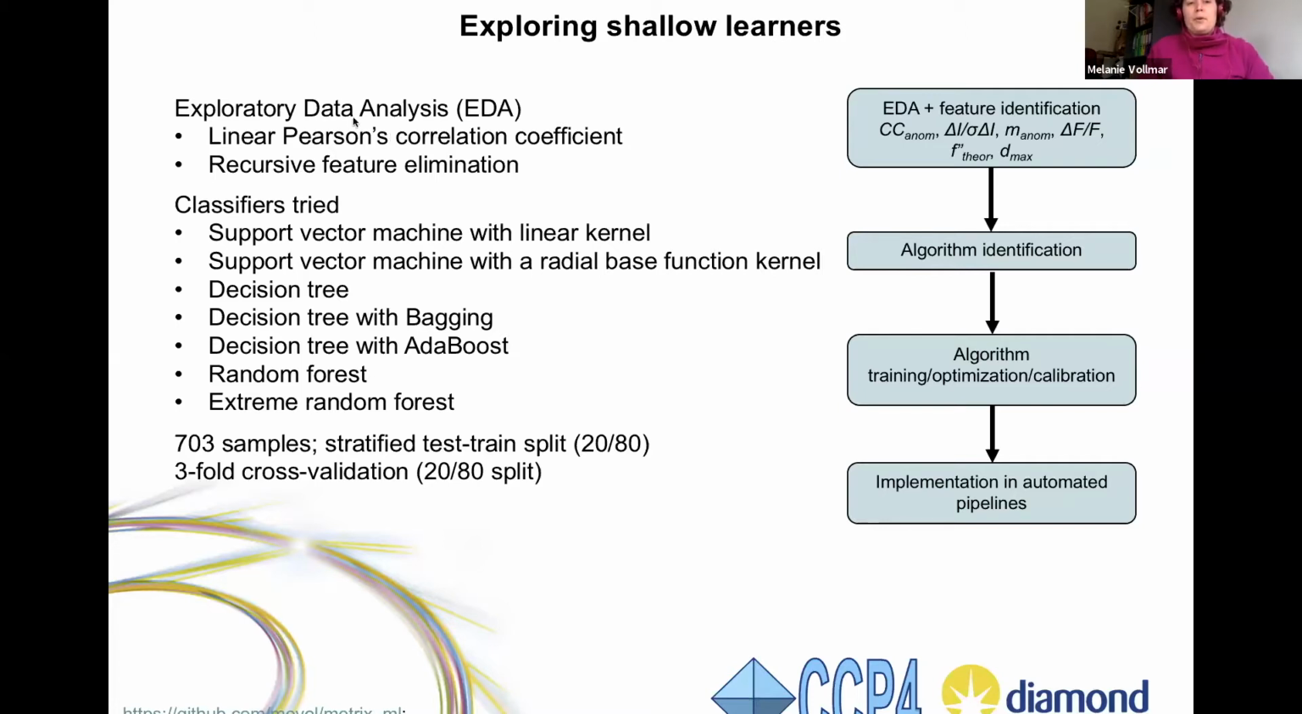I did some exploratory data analysis to find out features that are of interest, and ran an initial round of training for classification. So, will I be able to solve this data set using experimental phasing or not? That was the question here, to just see if that works in our environment. Then I found an algorithm using those features, optimized the algorithm, and then there was the implementation in Diamond's automated beamlines.